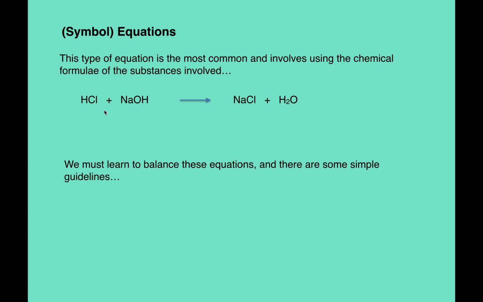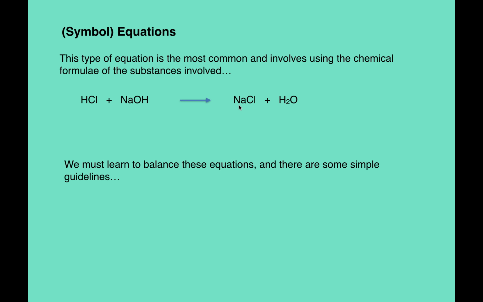Now, if we look at the equation above, if we count what's on the left-hand side and what's on the right-hand side, you will see that everything balances. I've got 2 hydrogens here, and I've got 2 hydrogens here. 1 chlorine, 1 chlorine. 1 oxygen, 1 oxygen, 1 sodium, 1 sodium. So that's balanced. But you know that that's not always the case.